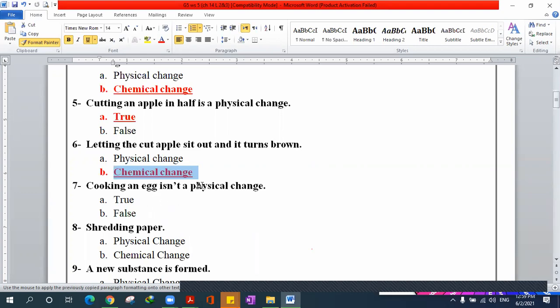Do you think it's a physical change or it's not a physical change? Cooking an egg, is it a physical change or a chemical change? Chemical change. When we cook an egg, it's a chemical change. It's not a physical change. You can't make the egg raw again. Can you get the egg to its previous shape? Once you cook the egg, will you get it to its previous shape?